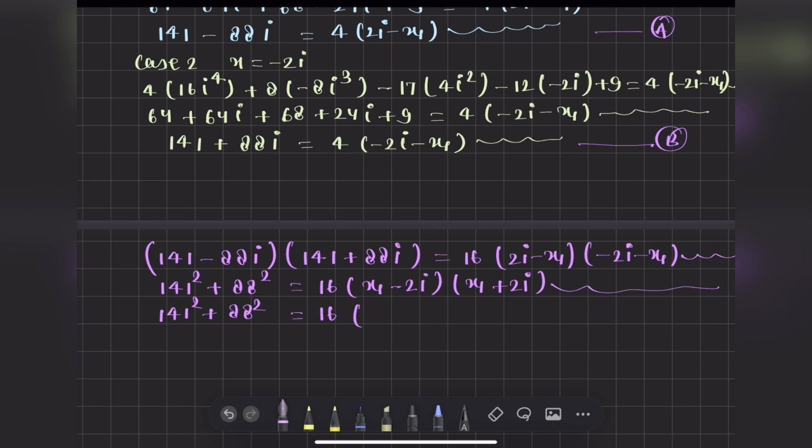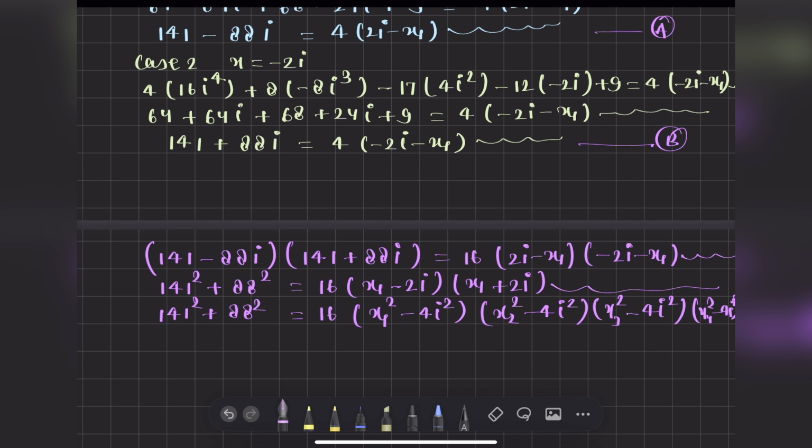16. Look at this. It is again (a plus b)(a minus b). So it is a square minus b square. So it is x1 square minus 4 iota square. And the remaining thing will look like x2 square minus 4 iota square, x3 square minus 4 iota square, x4 square minus 4 iota square. Okay, now your question is already solved, almost solved.